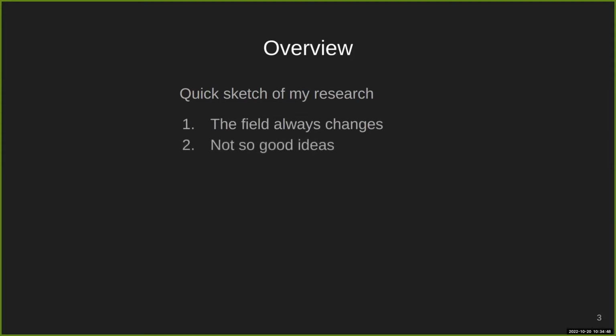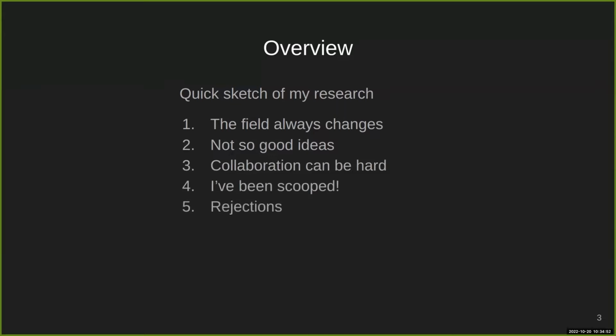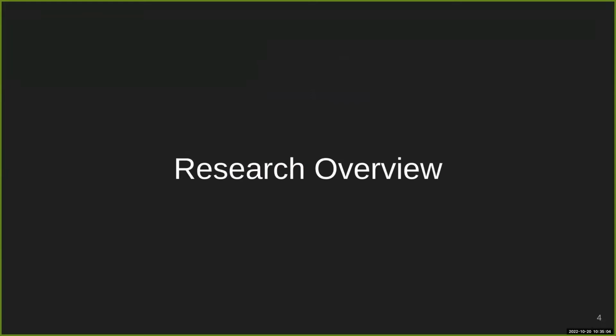So the overview of my talk is to give a quick sketch of what I do. That'll take about 2 slides. And then there's 6 areas I want to discuss. One is that the field always changes, not so good ideas, collaboration can be hard, I've been scooped, rejections, and imposter syndrome. These are the 6 challenging parts of research that cause setbacks and failures. And then I'll give some of my perspective after that.